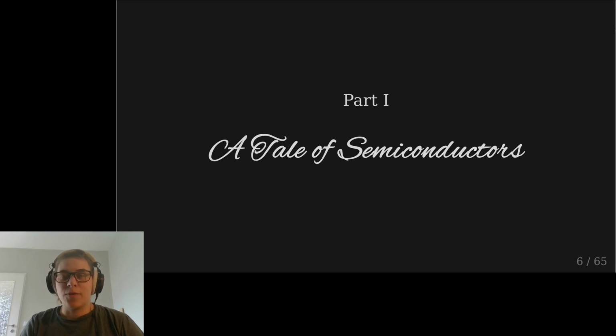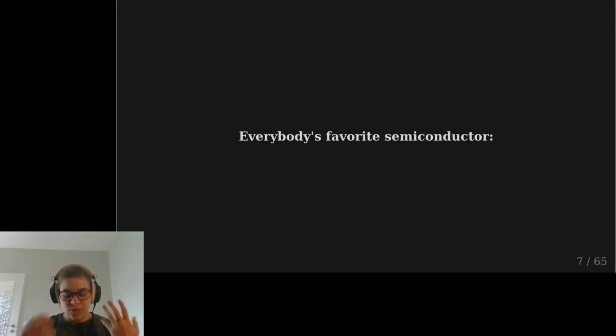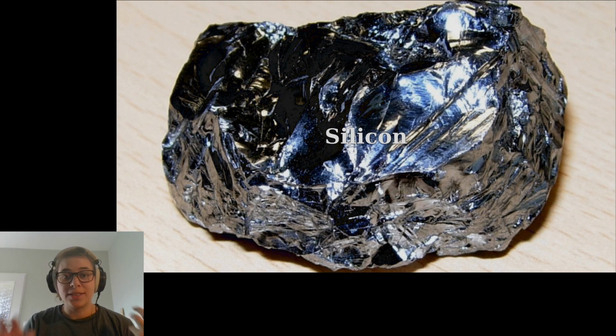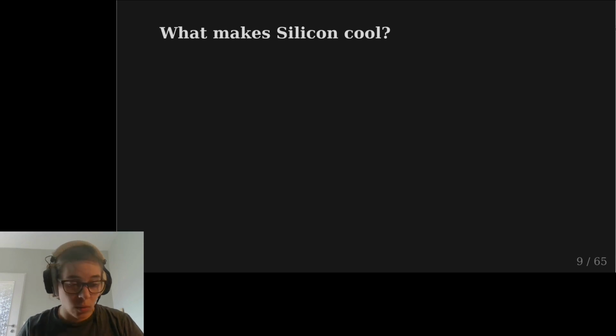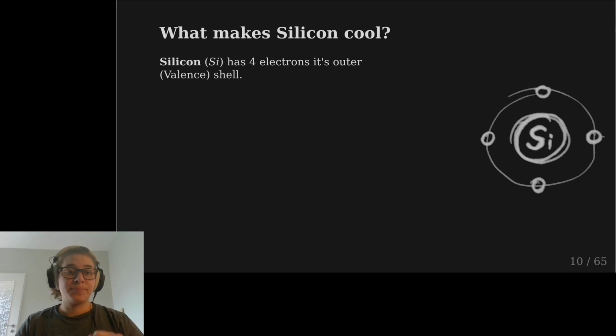I think the first time I heard about semiconductors was in school. It's, oh yeah, semiconductors, super important for electronics, but why exactly is that? To really understand what's happening, we need to talk about our favorite semiconductor, which is obviously silicon, here in this beautiful crystallized shape. And silicon is actually really cool. What makes silicon so cool? I'm glad that you asked.